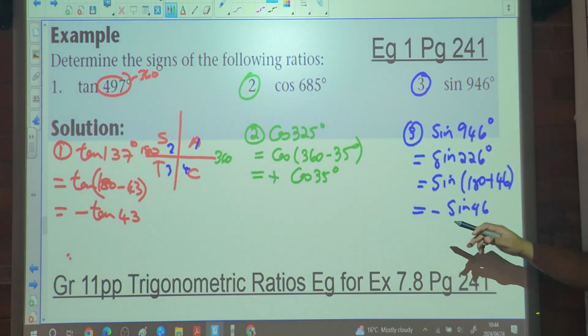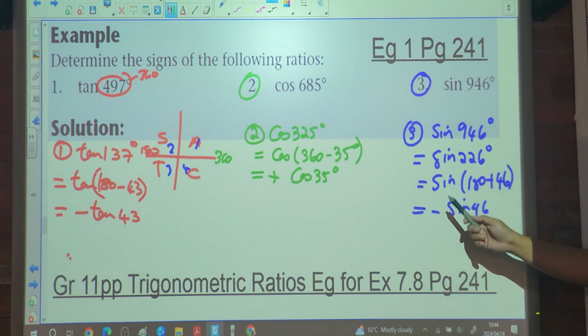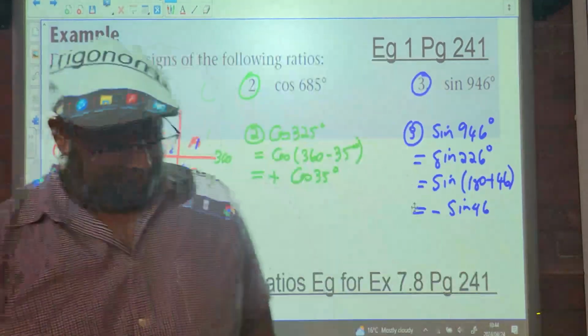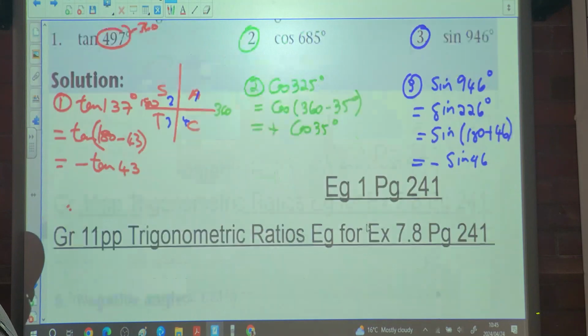Okay, the question was just for the sign. So as you can see here, the sign of the ratio in the third quadrant is negative. Okay.